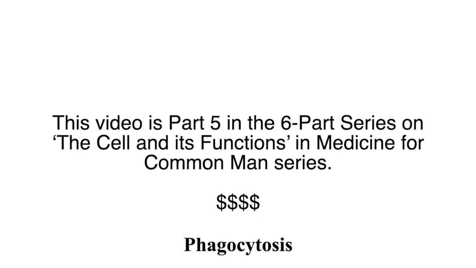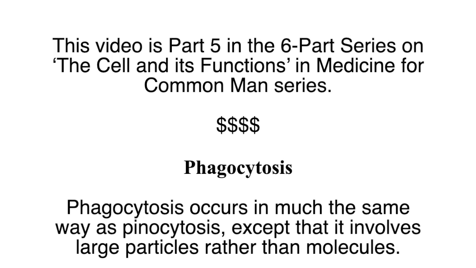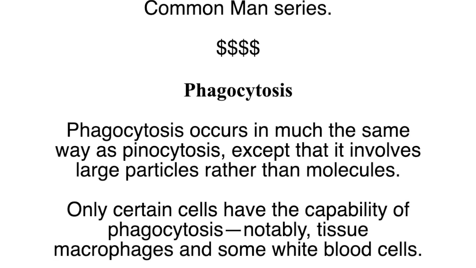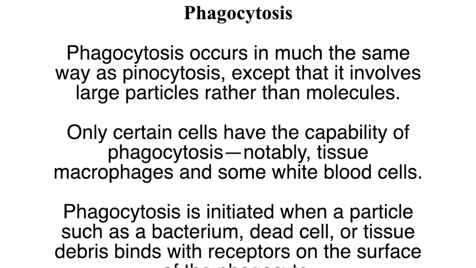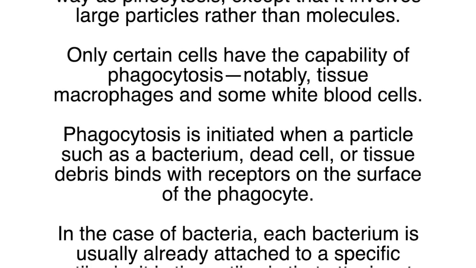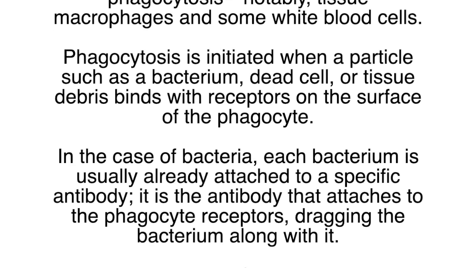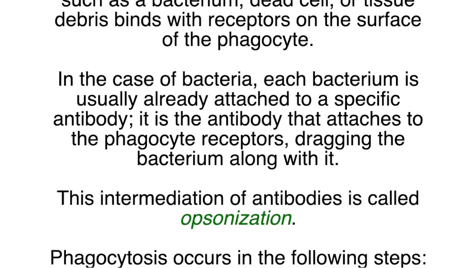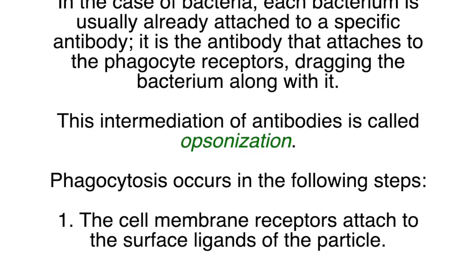Phagocytosis. Phagocytosis occurs in much the same way as pinocytosis, except that it involves large particles rather than molecules. Only certain cells have the capability of phagocytosis, notably tissue macrophages and some white blood cells. Phagocytosis is initiated when a particle such as a bacterium, dead cell, or tissue debris binds with receptors on the surface of the phagocyte. In the case of bacteria, each bacterium is usually already attached to a specific antibody. It is the antibody that attaches to the phagocyte receptors, dragging the bacterium along with it. This intermediation of antibodies is called opsonization.